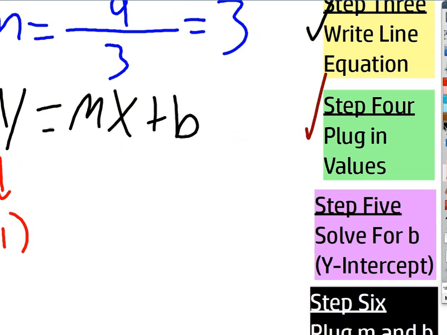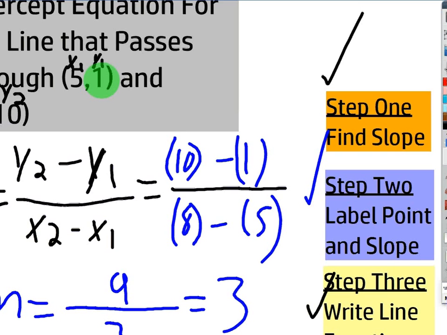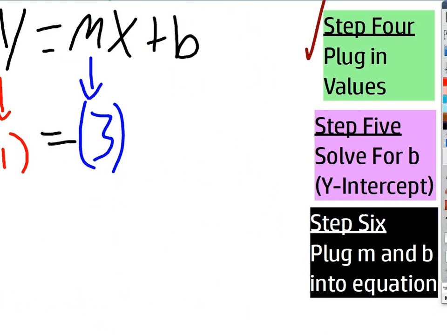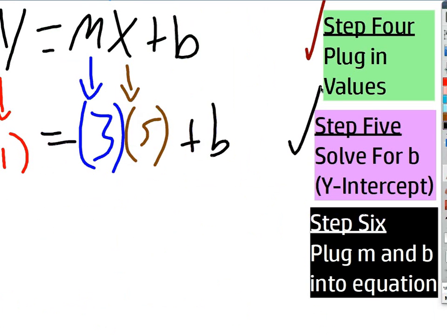Okay? M is the number we solved for, and that was 3. So plug in 3 for M. And then the x value is the first x value, 5. So I'm going to replace it with 5. Correct, thank you. There, you do not have a b. That's what we're solving for, so that's our next step.